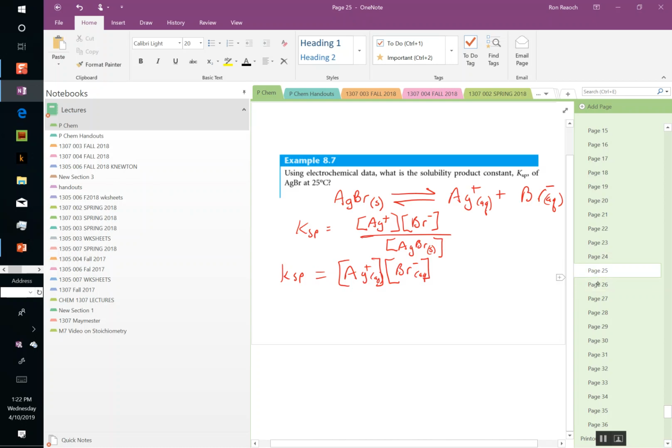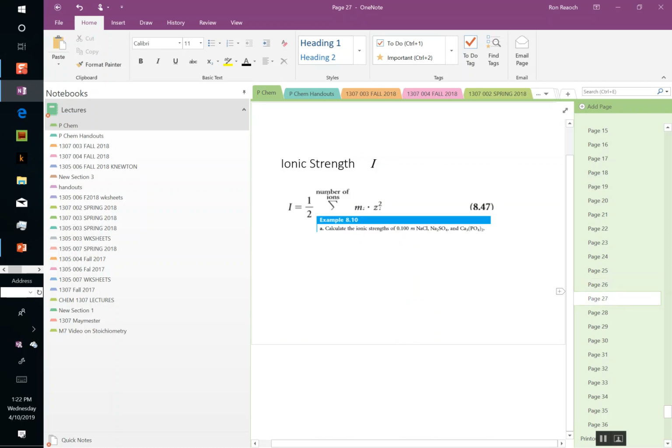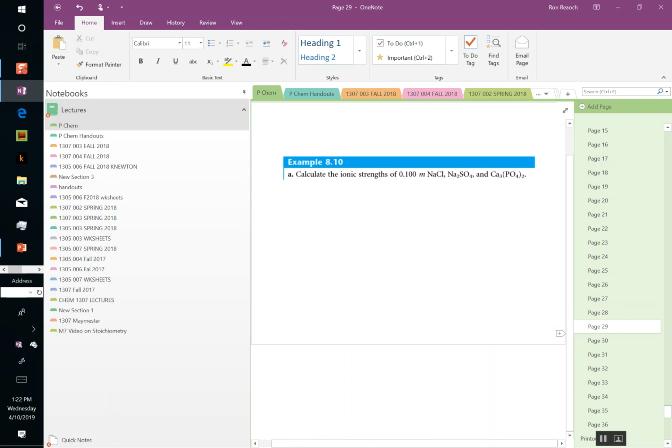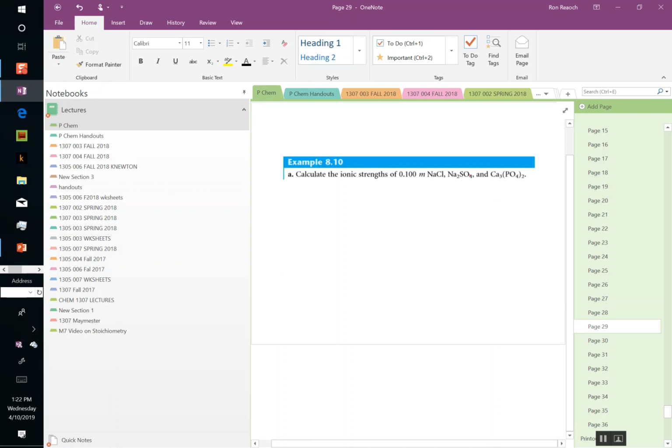Okay, KSPs, we went into that, so that's relevant. Ionic strength. The examples I give today are going to deal with this, or the review worksheet. So ionic strength. Notice in this example, we have 0.1 molal sodium chloride, sodium sulfate, calcium phosphate solutions. So we're talking same concentration solutions.